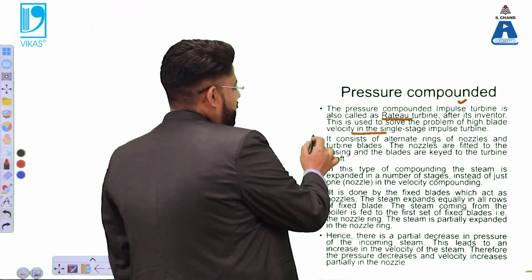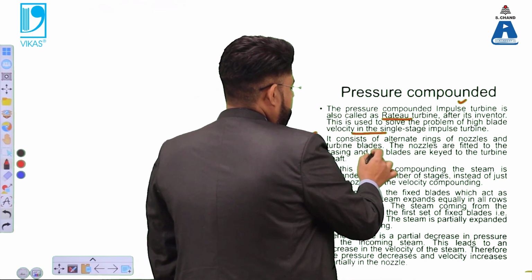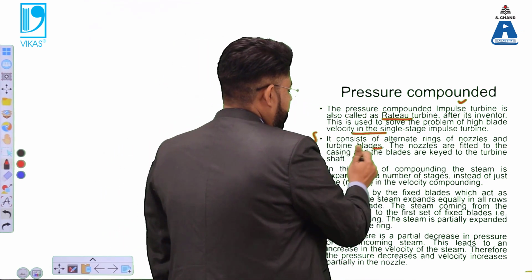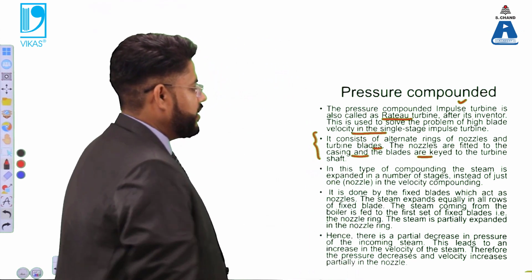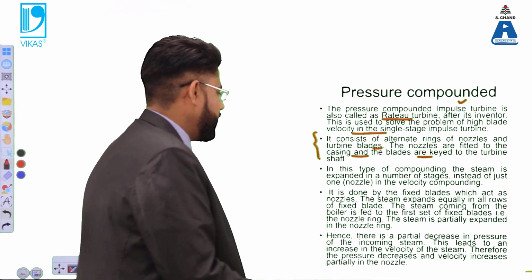So it consists of alternate rings of nozzles and the turbine blades, and these nozzles are fitted on the casing and the blades are keyed on the turbine shaft. This is basically the design of this compounding.